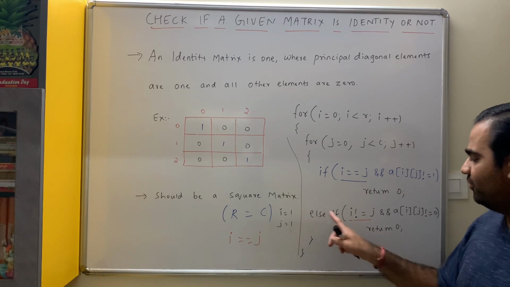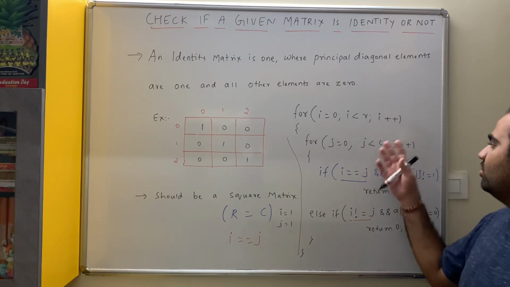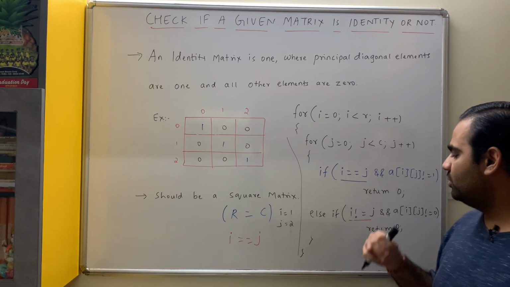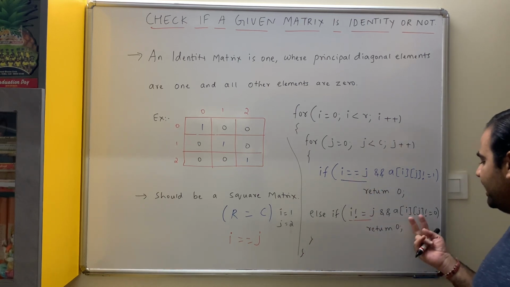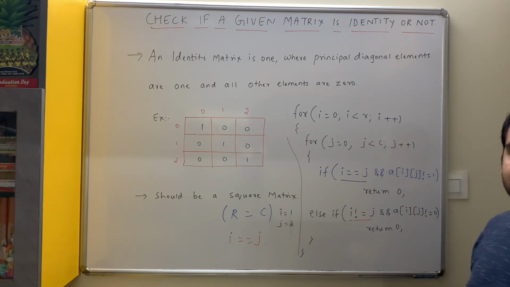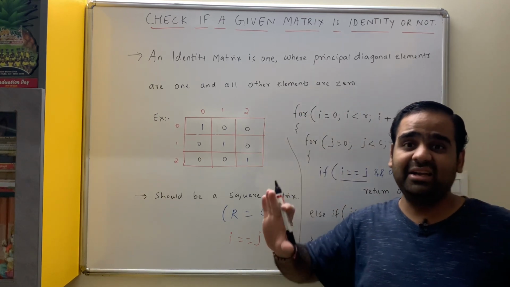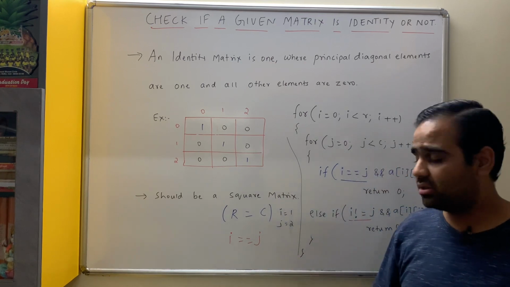Now what is the value of i? 1. 1 not equal 1 is false. Do not execute this and you say j plus plus, j becomes 2. 1 equal to 2? No. 1 not equal to 2? Yes. A of 1 2 is 0. 0 not equal 0 is false. That means till the second row the matrix is an identity matrix. Now I have to check the third row as well.